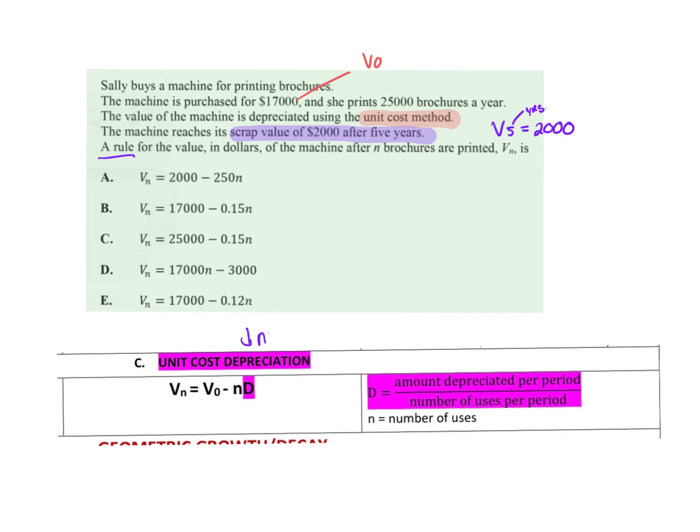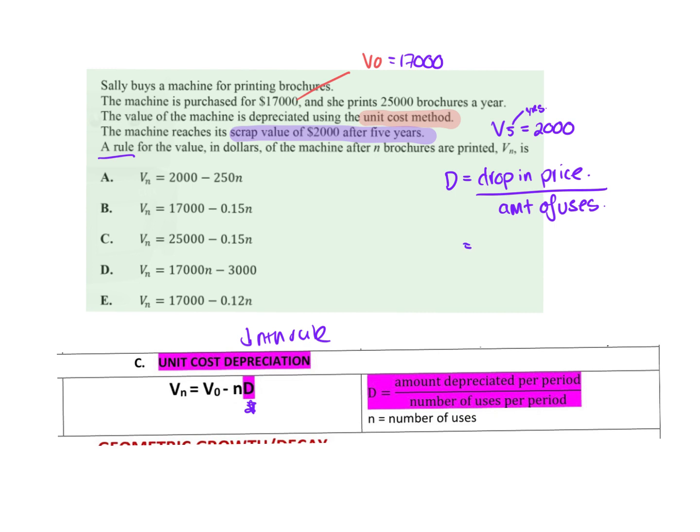This is the nth rule. To work out the nth rule, I need V0, which I have up there, is 17,000. Then it's minus n times D. Now, D's highlighted. That means I need to calculate what D is. D says the amount it depreciated in the period. I normally say the drop in price, which makes it easier, over the amount of uses. That's what all that means.